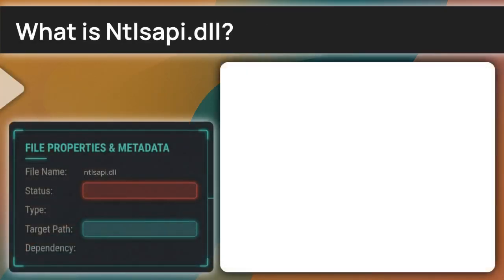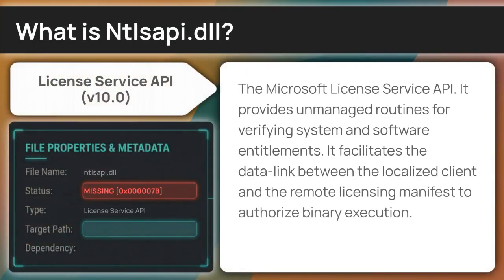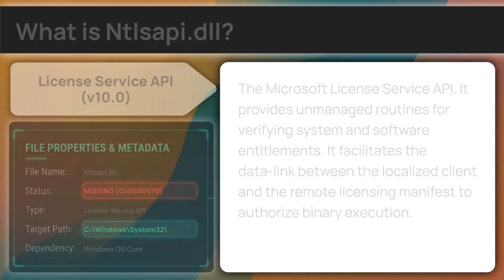This is the Ntlsapi, the Microsoft License Service API. It provides unmanaged routines for verifying system and software entitlements. It facilitates the data link between the localized client and the remote licensing manifest to authorize binary execution. Now that we've covered what the file does, let's jump into our first fix.